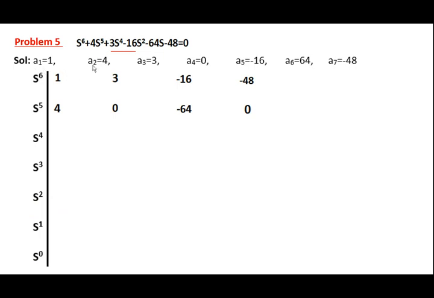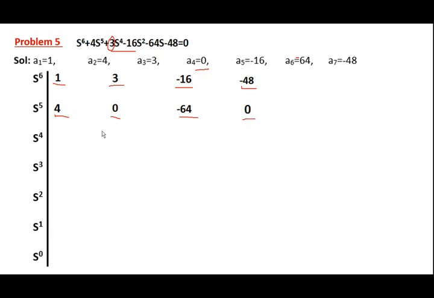So A1 is 1, A2 is 4, A3 is 3 and A4 is absent, so you can write it as 0. And A5 is minus 16, A6 is minus 64 and A7 is minus 48. So you can write A1 here, A2 here, A3, A4, A5, A6, A7. A8 is not given here, so you can write it as 0 itself in order to complete these two rows.